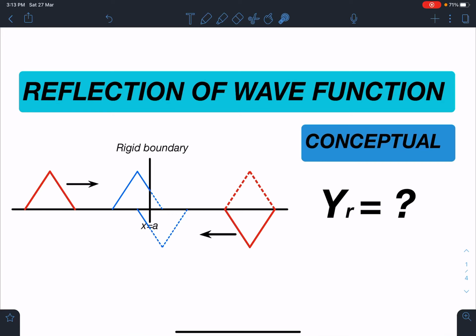Guys, this is Nitin here, and today I have come up with a very important concept for JEE Advanced. It is the reflection of a wave function.